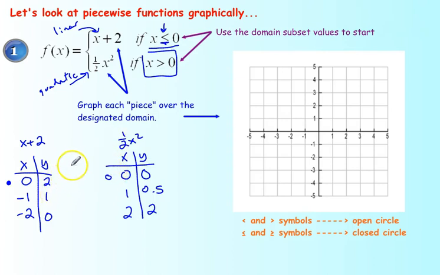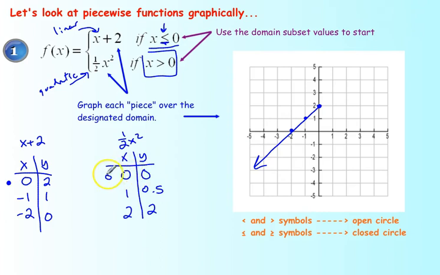So now I'm just going to graph these points. For my first rule, it's 0, 2. So 0, 2, and that's a closed circle. And then every other point in my table would be a closed circle. -1, 1, -2, 0, and then this would continue on. So I have these 3 points to start the line, and then I can just continue it on.